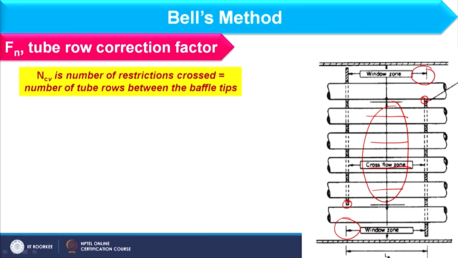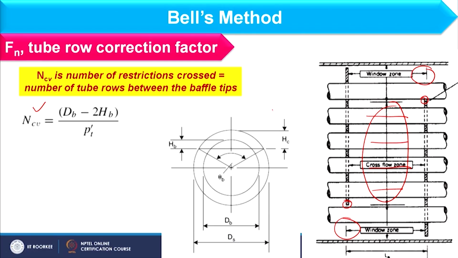So, let us start how to find NCV. Okay. So, NCV, if you see the expression, is basically dB minus 2 HB by PT dash. Okay. And what are this dB and HB? That we can explain through this schematic. Here if you see, this is the shell dia, okay, and here I am having the bundle dia. Okay. So, the bundle dia is obviously lesser than the shell dia, and what is this? If I consider this section, what is this? This is basically the baffle cut, okay, and this chord is making angle theta b at the center. Fine. So, HB is what?